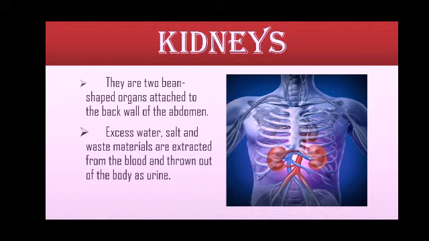So, without this balance, nerves, muscles and other tissues in our body may not work normally. So, our kidneys also make hormones that help to control our BP, that means blood pressure, and also make red blood cells. They keep our bones strong and healthy.